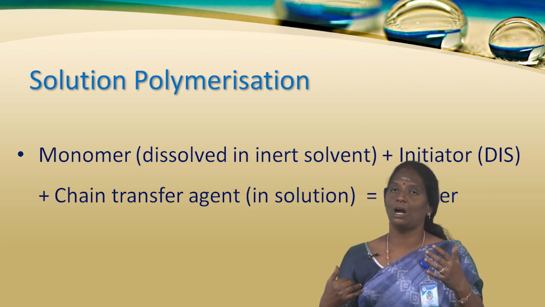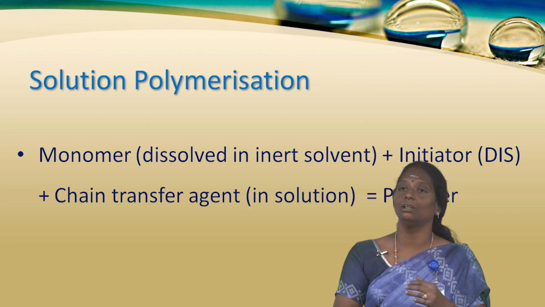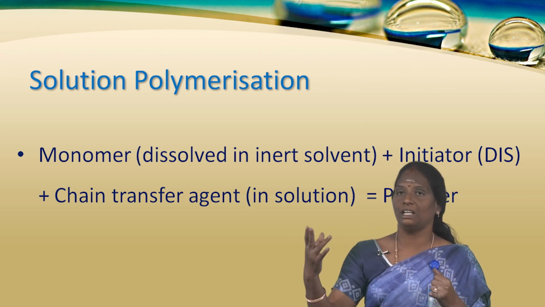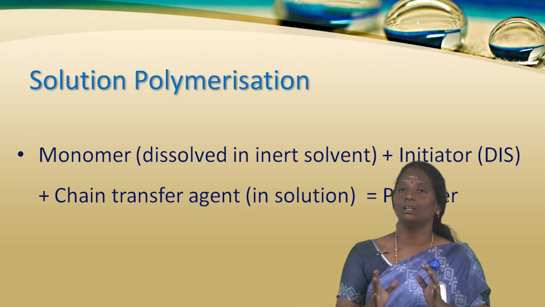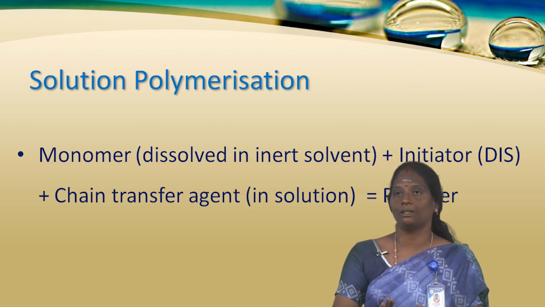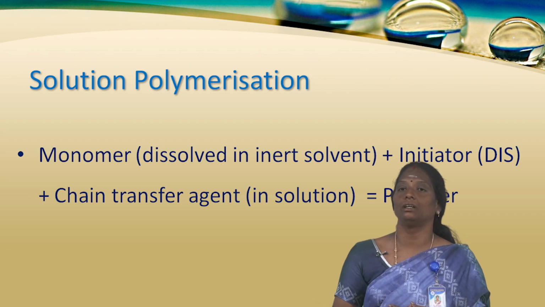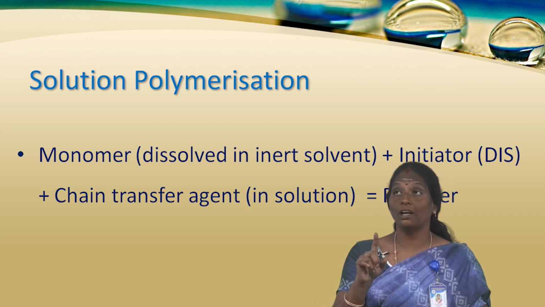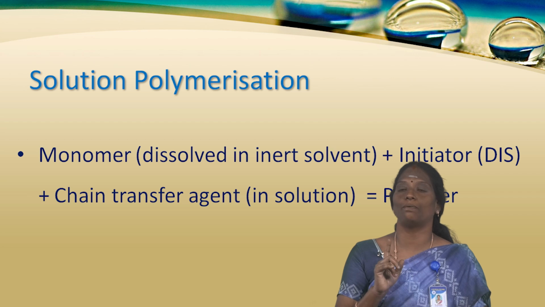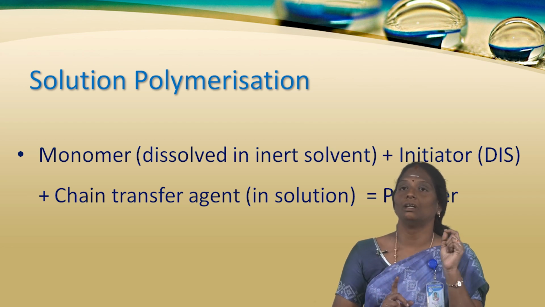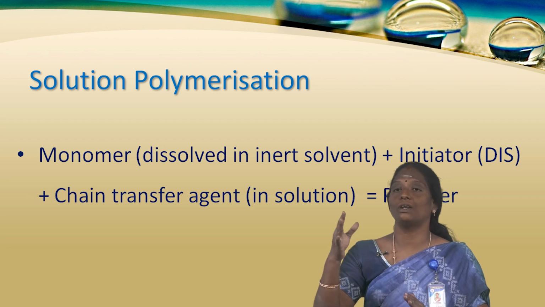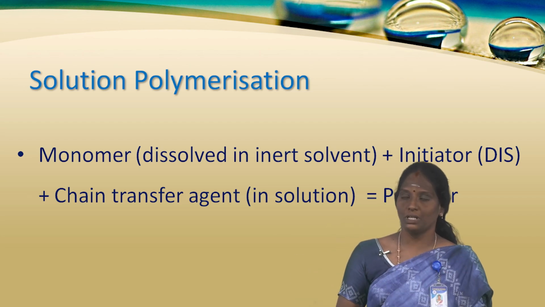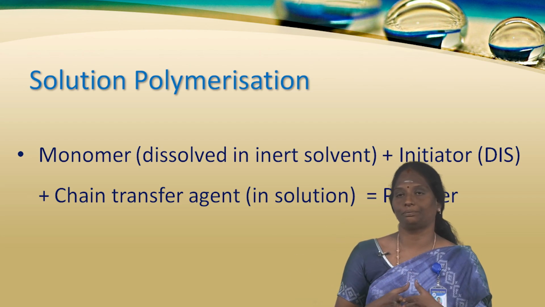So, what do we add in solution polymerization? Monomer dissolved in inert solvent, initiator, chain transfer agent. So, we get the polymer. The solvent used in this method helps to control heat. Remember the point: the solvent used in the reaction helps to control the heat and reduces viscosity buildup.